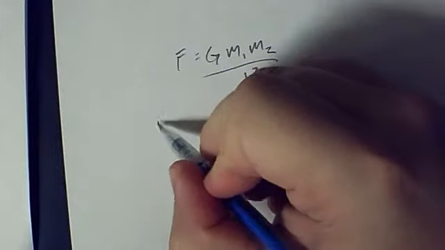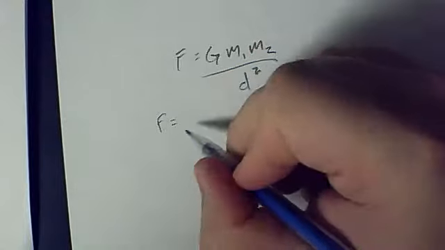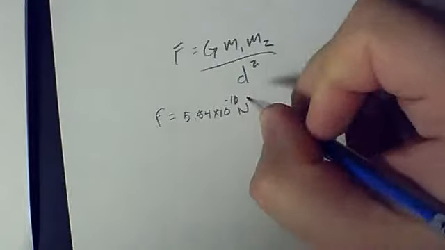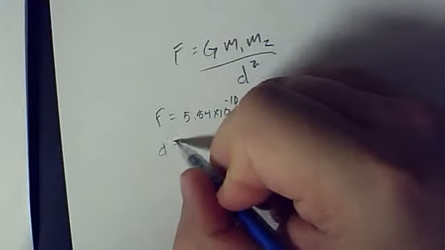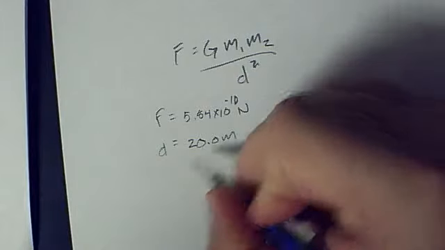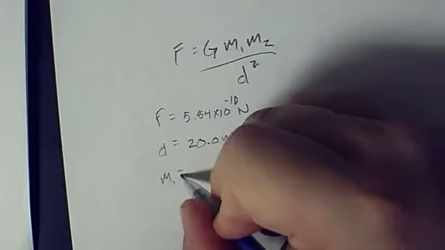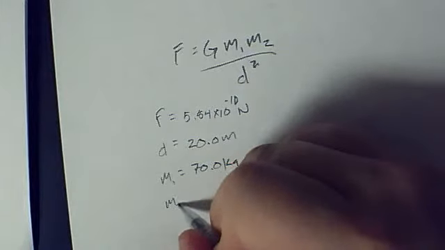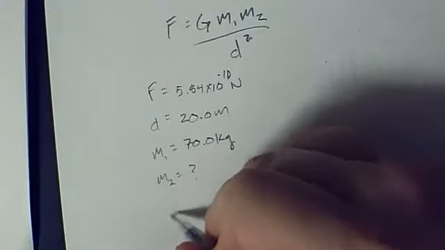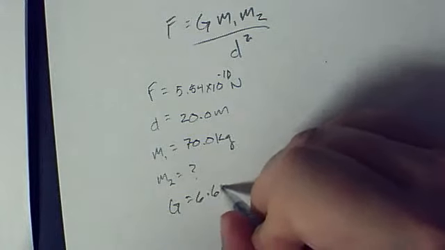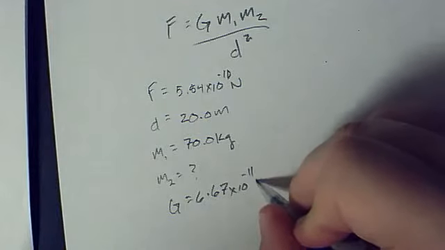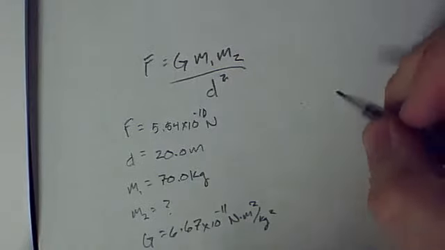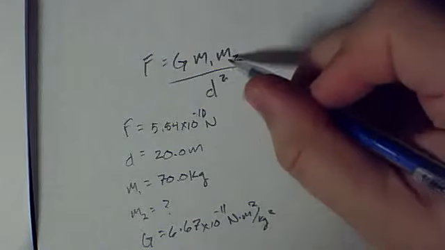And I know that the force between them is 5.84 times 10 to the negative 10th newtons, and the distance is 20.0 meters, and I know the mass of one ball is 70.0 kilograms. The mass of the other ball is what I'm looking for, and I know that big G is 6.67 times 10 to the negative 11th newtons times meters squared per kilogram squared. So, plugging into this equation, I'm going to solve for m2 first.